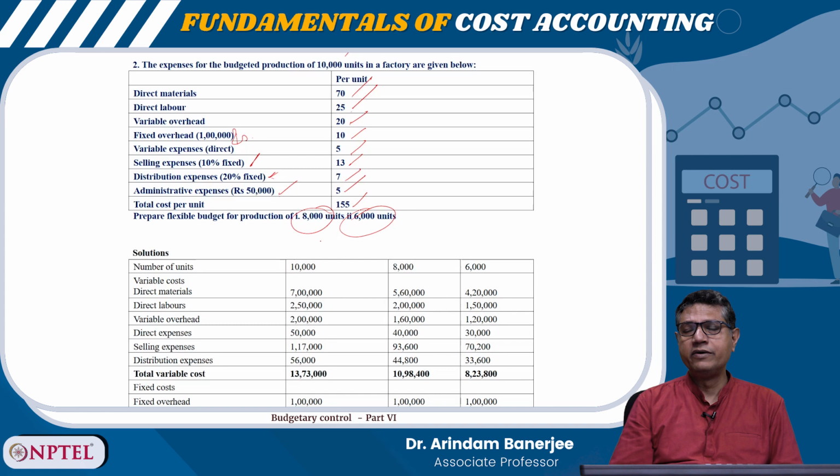And you can observe here also, like the previous question, there are three types of expenses. A few, like direct material, direct labor, and variable overhead, are variable in nature.